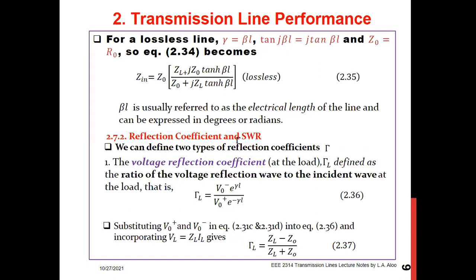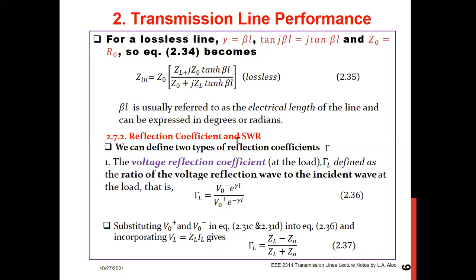Today I want us to begin by looking at a new concept called the reflection coefficient and the standing wave ratio. Remember that this is still under secondary parameters of a transmission line. We've already talked about the primary parameters, which can also be used to assess the line performance. The 4 primary line parameters, we talked about them. And so far we have been looking at the secondary parameters.